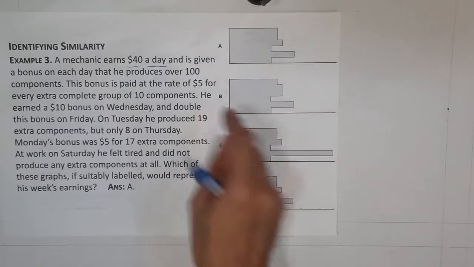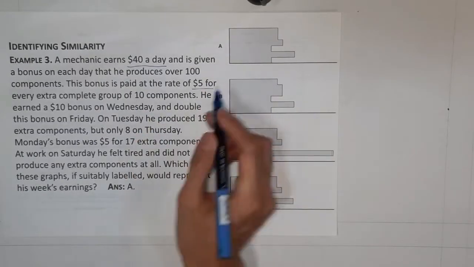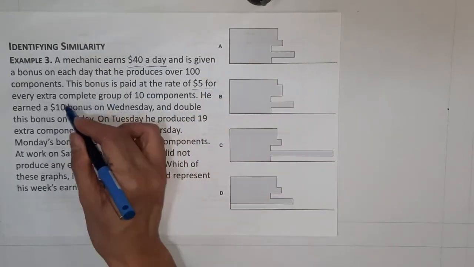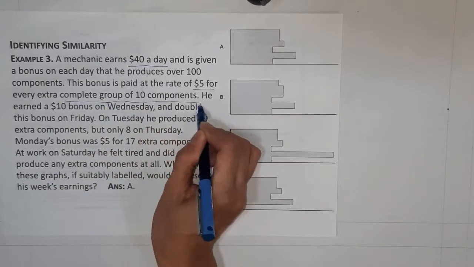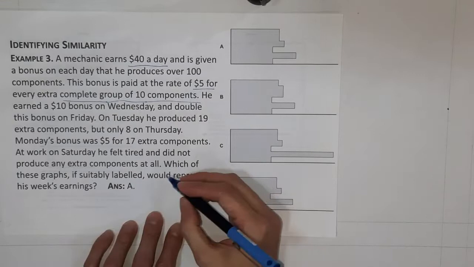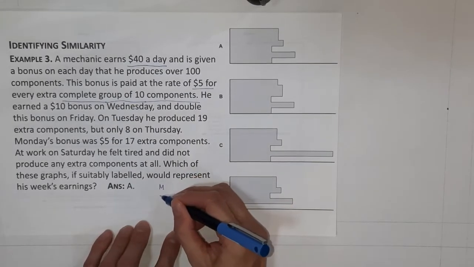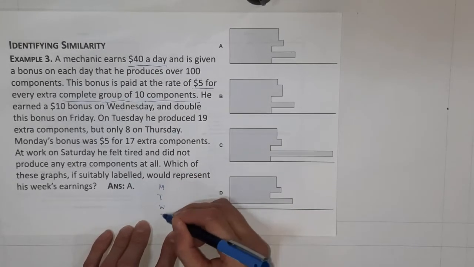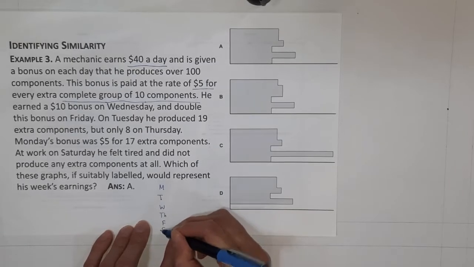Okay, tuloy. So, underline natin. You get $5 for every complete group of 10. So, meron tayong 6 days. So, ilista natin. Monday, Tuesday, Wednesday, Friday, Saturday.